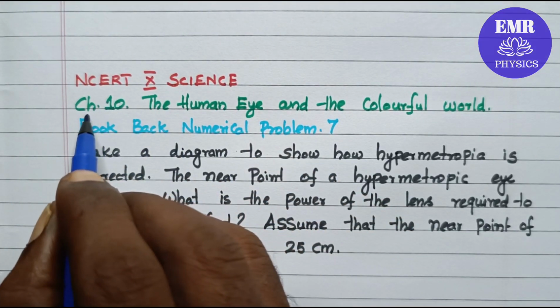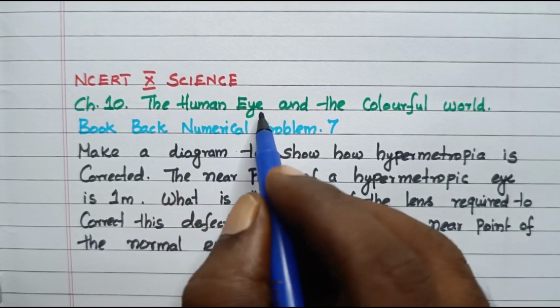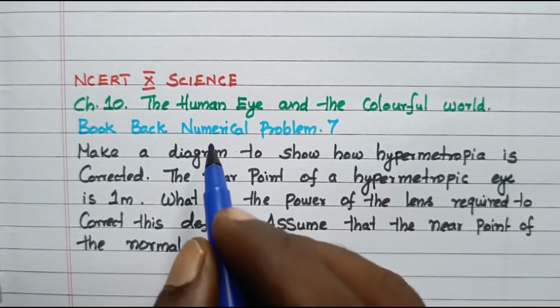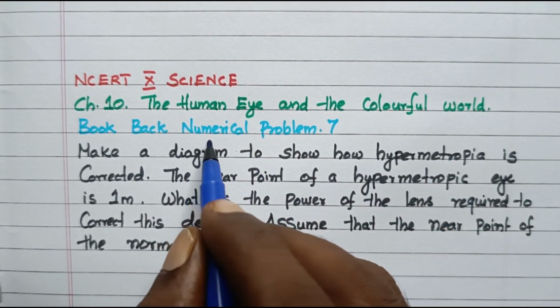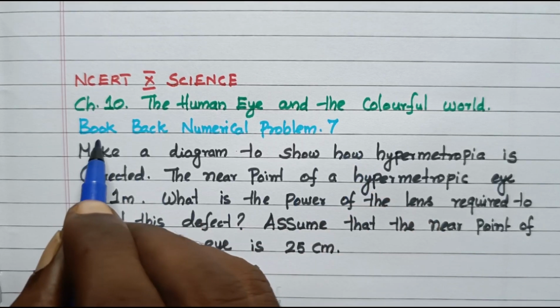We are solving the numerical problems given in Chapter 10, the human eye and the colorful world. In this video, we are going to see how to solve the numerical problem 7. It is a book bag problem.